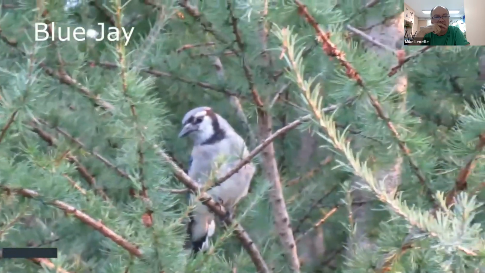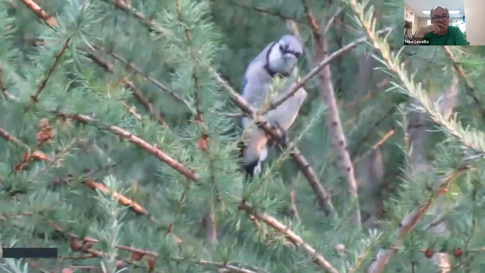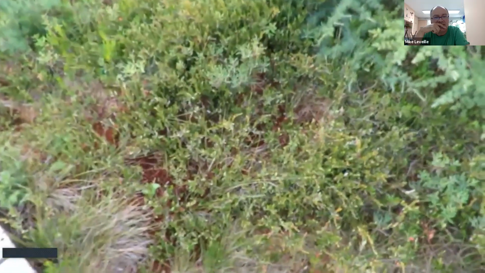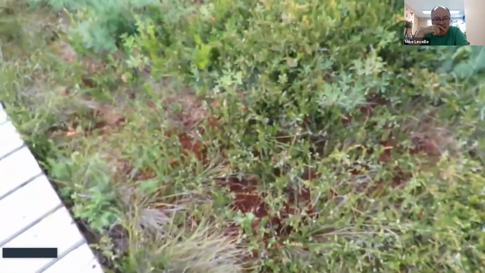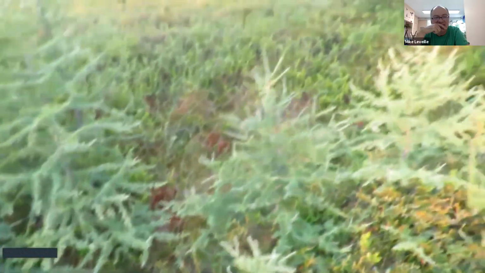Here we have a blue jay. Hello, Mr. Blue Jay. How are you doing there? As you can see, the ground here looks solid. If you put your foot down on it, it's super, super soft. Really weird.